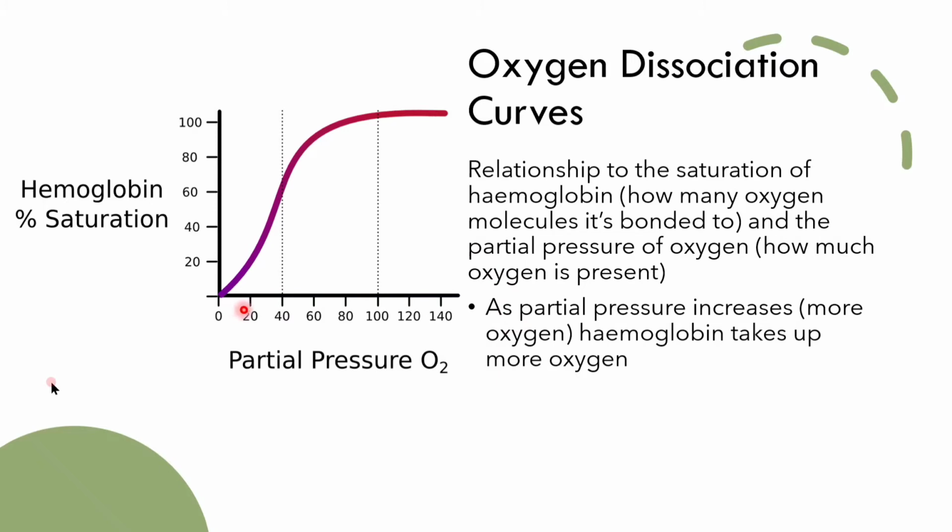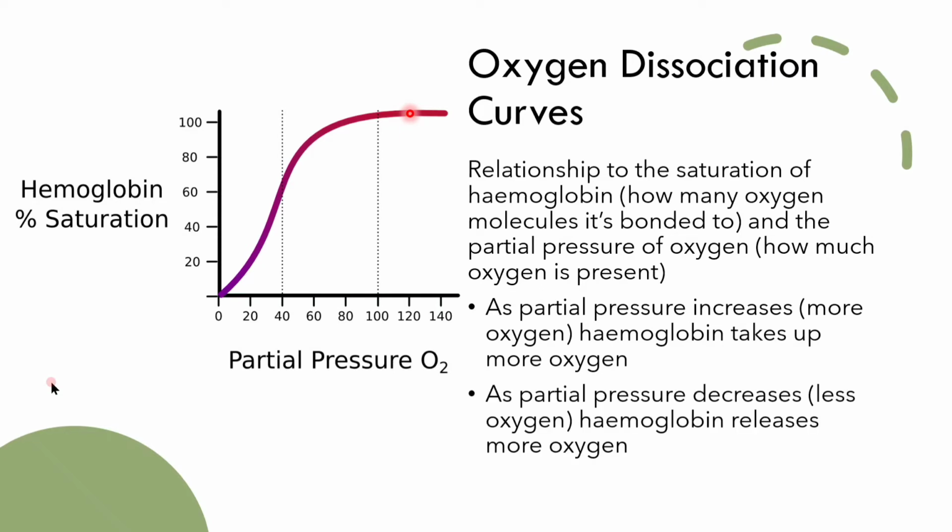So we can see as the partial pressure of oxygen increases, this means there's more oxygen, the hemoglobin uptakes more oxygen. So in higher partial pressures of oxygen, the saturation of hemoglobin is higher. And we saw this in the previous slide. So for example, at the lungs, there is a higher partial pressure of oxygen, and so it will uptake more oxygen. So in higher partial pressures, more oxygen, hemoglobin will uptake, it will associate with oxygen.